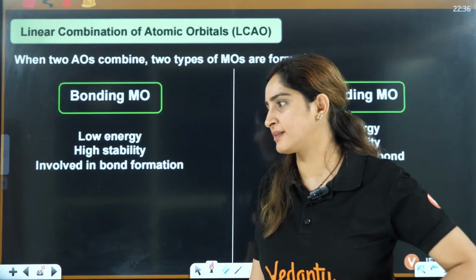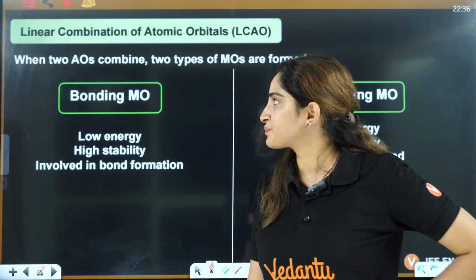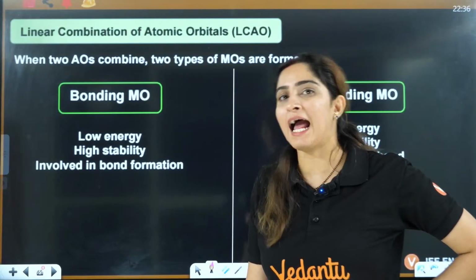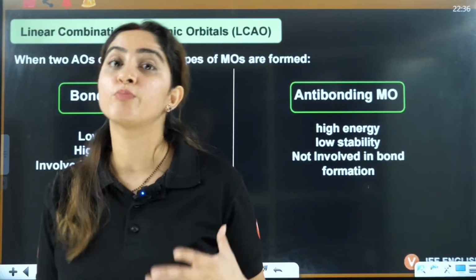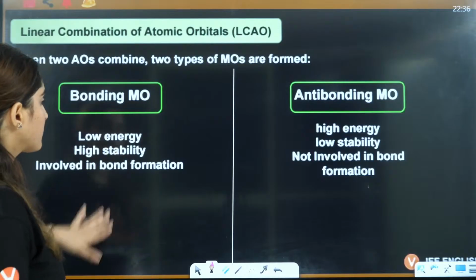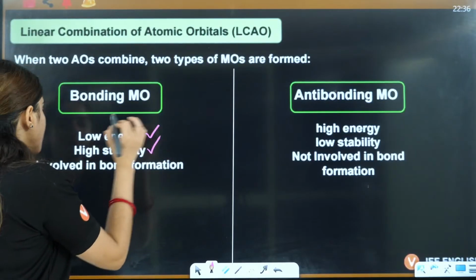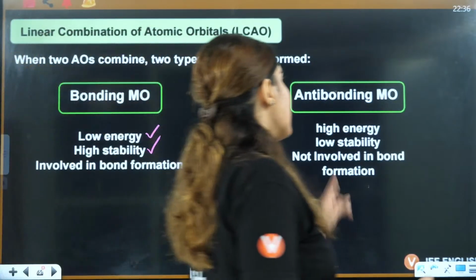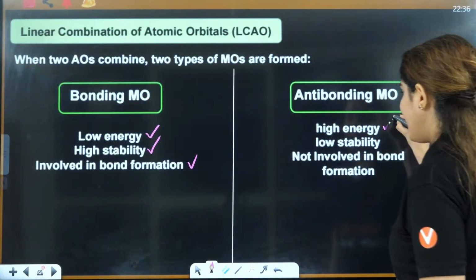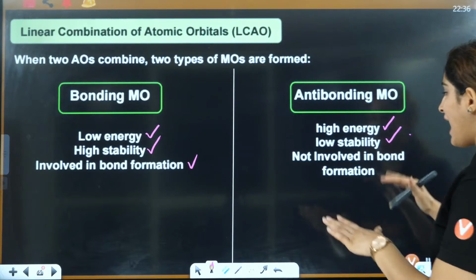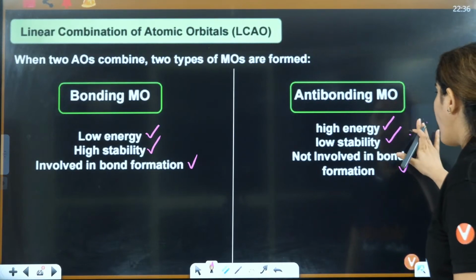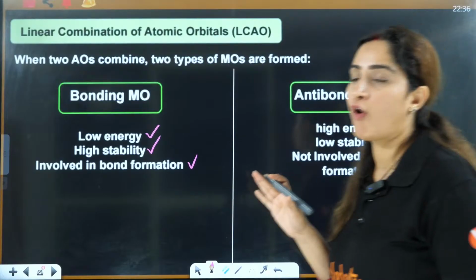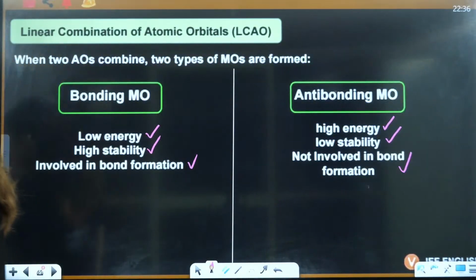Don't do that, right? So, bonding molecular orbital, anti-bonding molecular orbital. If you talk about bonding molecular orbital, as we discussed, it's low in energy, high stability, involved in bond formation, right? Anti-bonding is high energy, low stability and is not involved in the bond formation, right?